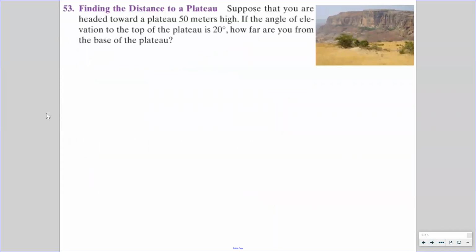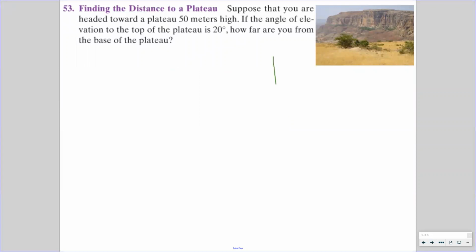Okay, so number 53 in the textbook says this. Suppose we're headed towards a plateau that's 50 meters high. If the angle of elevation to the top of that plateau is 20 degrees, how far are we from the base of the plateau? So the first thing we're going to do for all of these cases is draw a diagram that sort of represents what's going on.